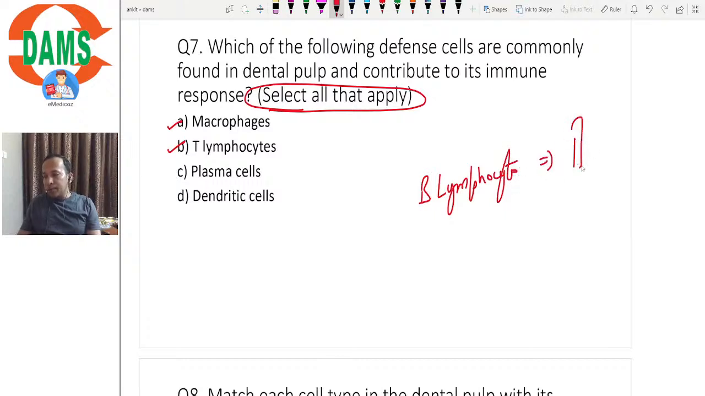These are absent in pulp, isn't it? B lymphocytes are absent in pulp, but T lymphocytes are present. So cellular immunity is there, but humoral immunity is absent, right? Humoral immunity is absent, but the cellular immunity is present, and the dendritic cells are also present. So do you think the plasma cells are present? Do you think the plasma cells are present or not?